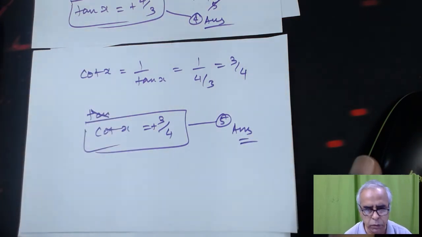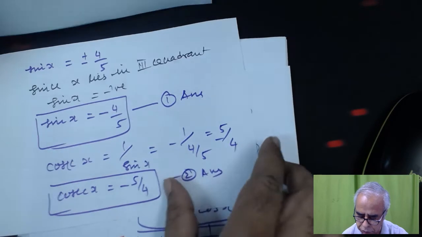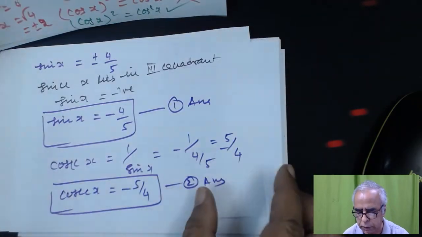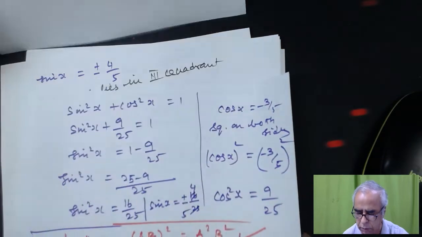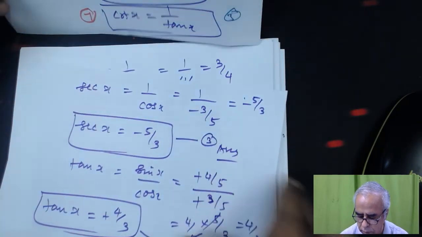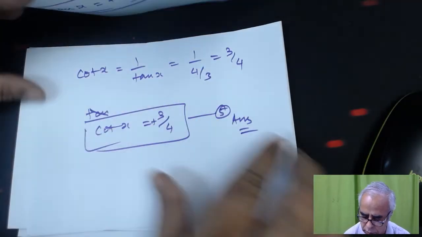Any doubt? So let me summarize everything we had discussed, so that you can understand in a better manner. So this is the question, first part, and this is the second part. And this is the third one, is it not? Secant x. Third one, and this is the last one. Okay, right.